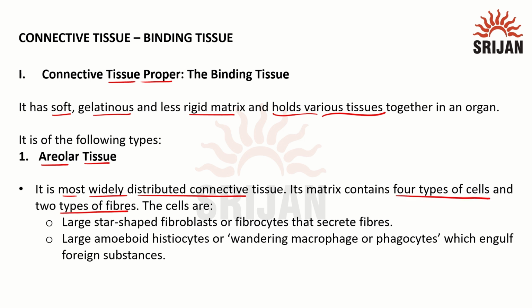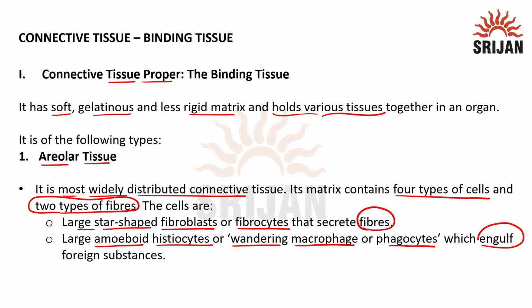The cells include the large star-shaped fibroblasts, also known as fibrocytes. These are the ones which produce the fibers that we talk about, that is white and yellow fibers. Second is the amoeboid histiocytes, or we can call them wandering macrophages or phagocytes. They keep on moving. If they find any foreign materials or pathogen, they quickly engulf it and keep our body safe.